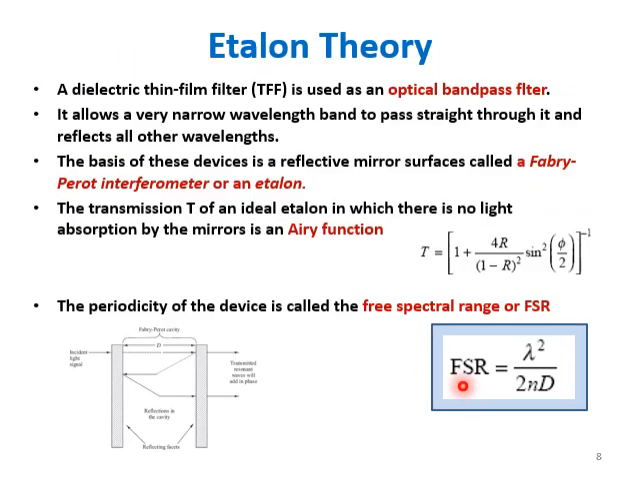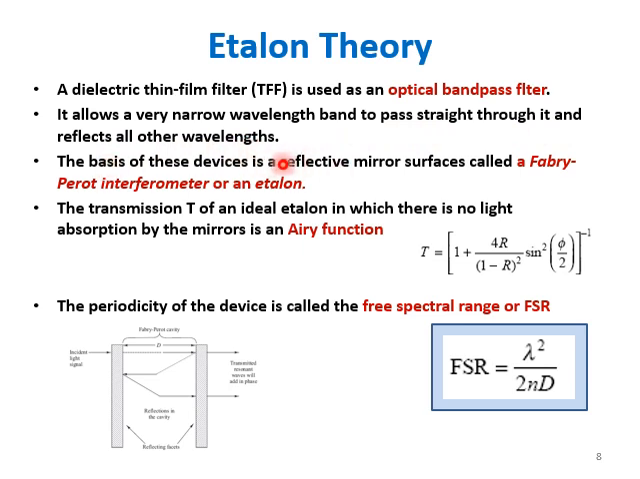So moving on to the next concept, that is the dielectric thin film filters. Dielectric thin film filters are used as an optical bandpass filter. This means it allows a particular very narrow wavelength band to pass straight through it and reflects all others. The basis for this particular device is a Fabry-Perot filter structure. So it allows a very narrow wavelength band to pass straight through it and reflects all the other wavelengths.